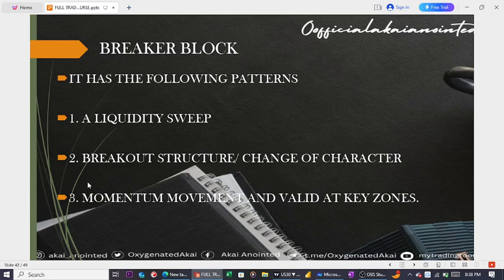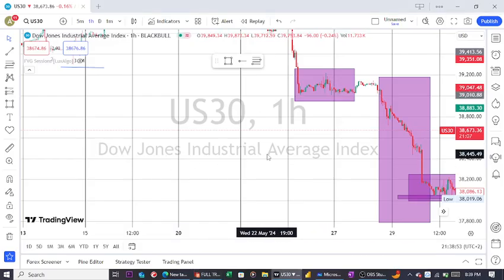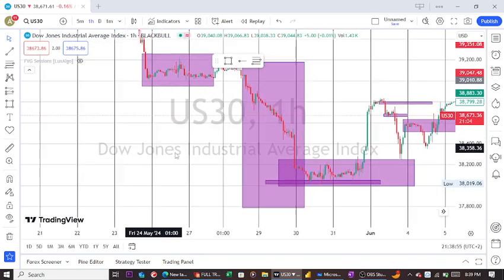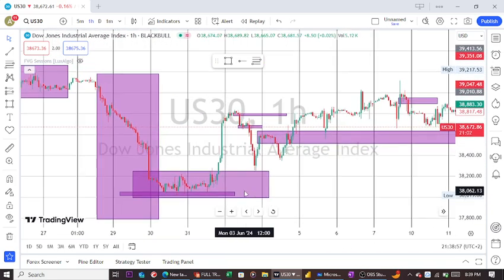Now I said this has the following patterns: a liquidity sweep, breakout structure, change of character, and momentum movement, valid at key zones. Now this is the momentum movement I was talking about. This is the momentum movement.